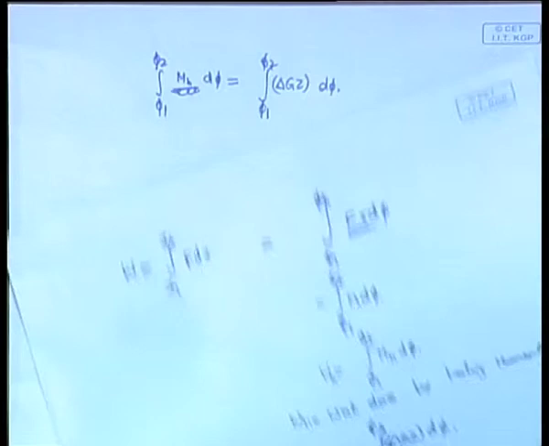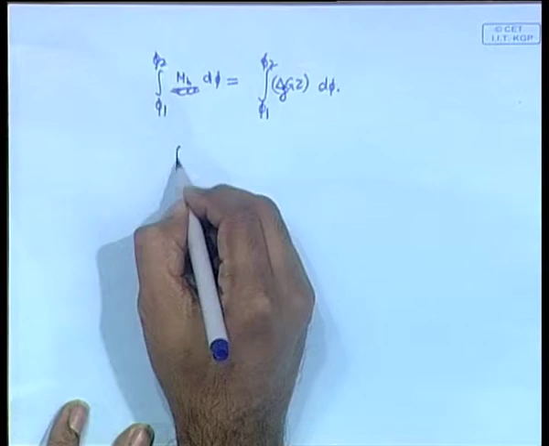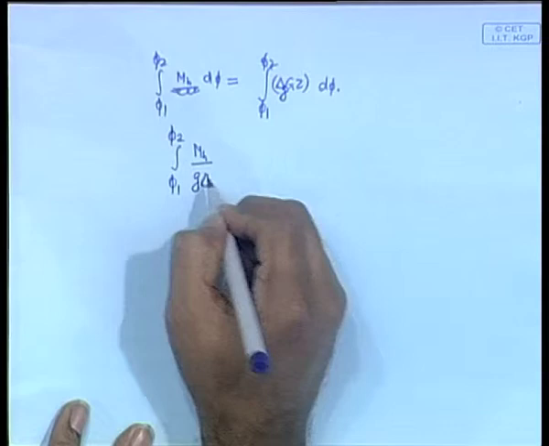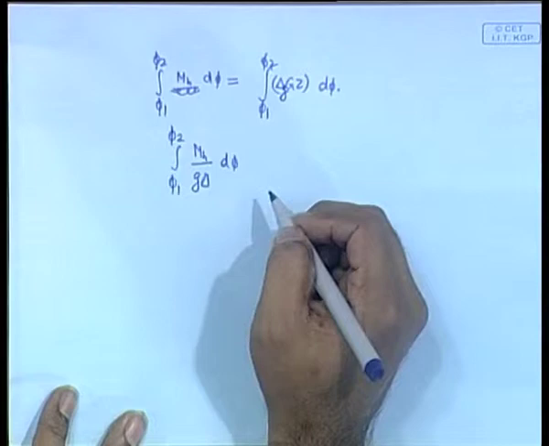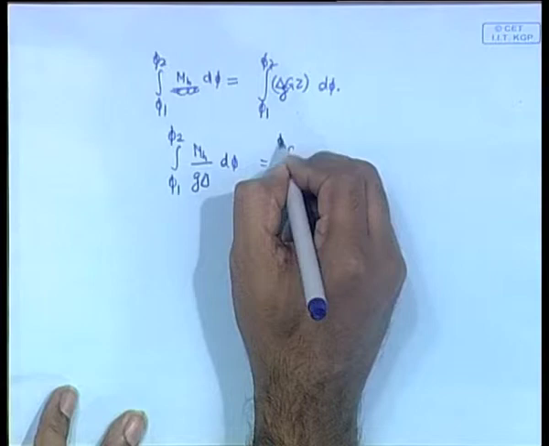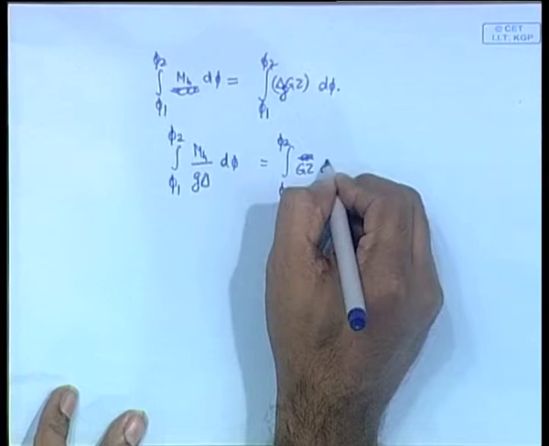Therefore, the integral from phi 1 to phi 2 of MH d phi equals g delta times the integral from phi 1 to phi 2 of GZ d phi. Delta is a constant, g is a constant, they are not variables. Delta is the total displacement of the ship that does not change due to heeling.